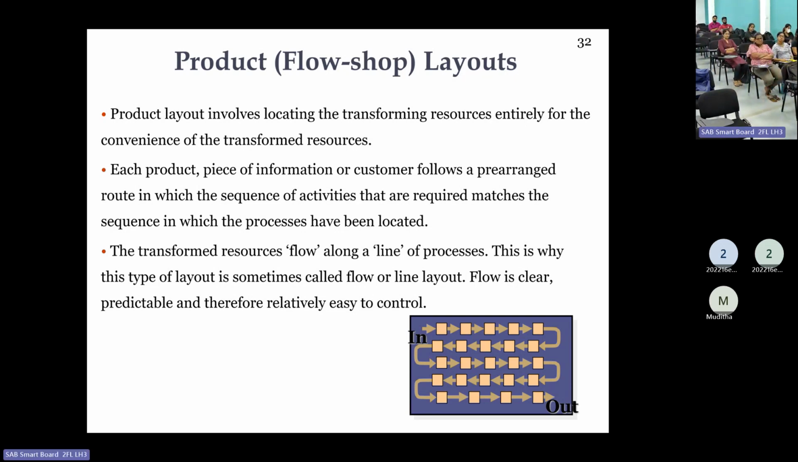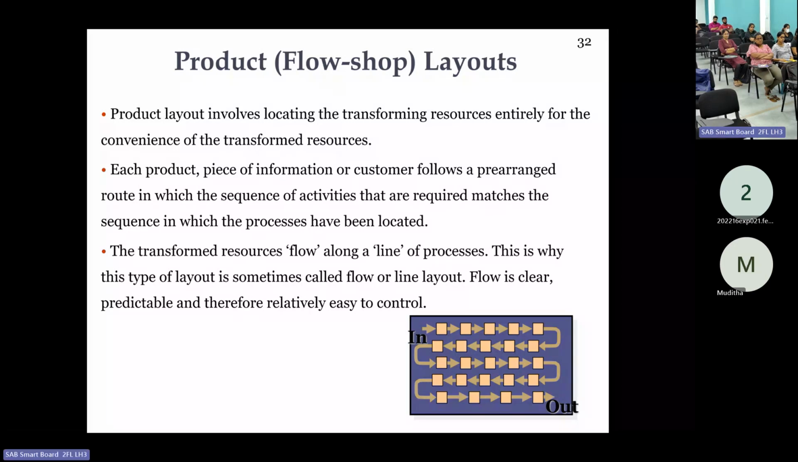So product layout involves locating the transforming resources entirely for the convenience of transformed resources, how conveniently we can process them till the end of the production process. So the product follows a pre-arranged route. Every product will go through the same route. Now previously, different orders, different products, different routes. But here, every material, every product will go through the same process. That is how the layout arrangement is.